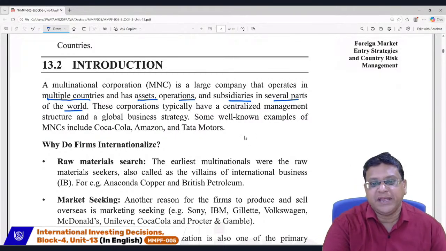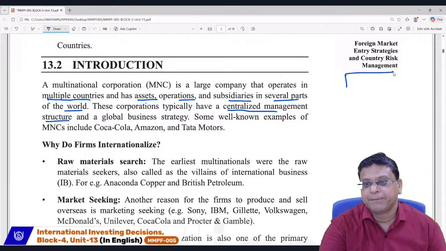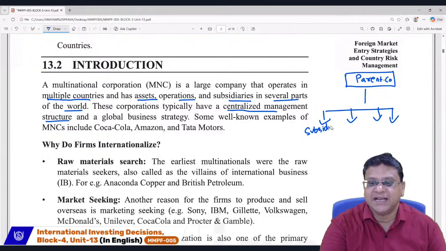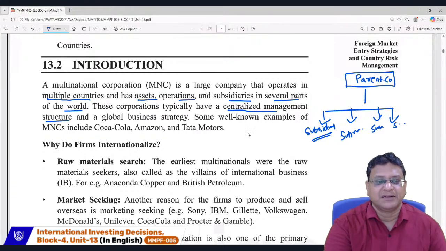Normally, they operate in a centralized management structure. They operate in a parent-child model. What is the parent-child model? There is a parent company and there are different subsidiary companies set up in different countries. These subsidiary companies are known as child companies. So parent company and child company or subsidiary company or holding company in different countries. In this model, the MNCs operate.